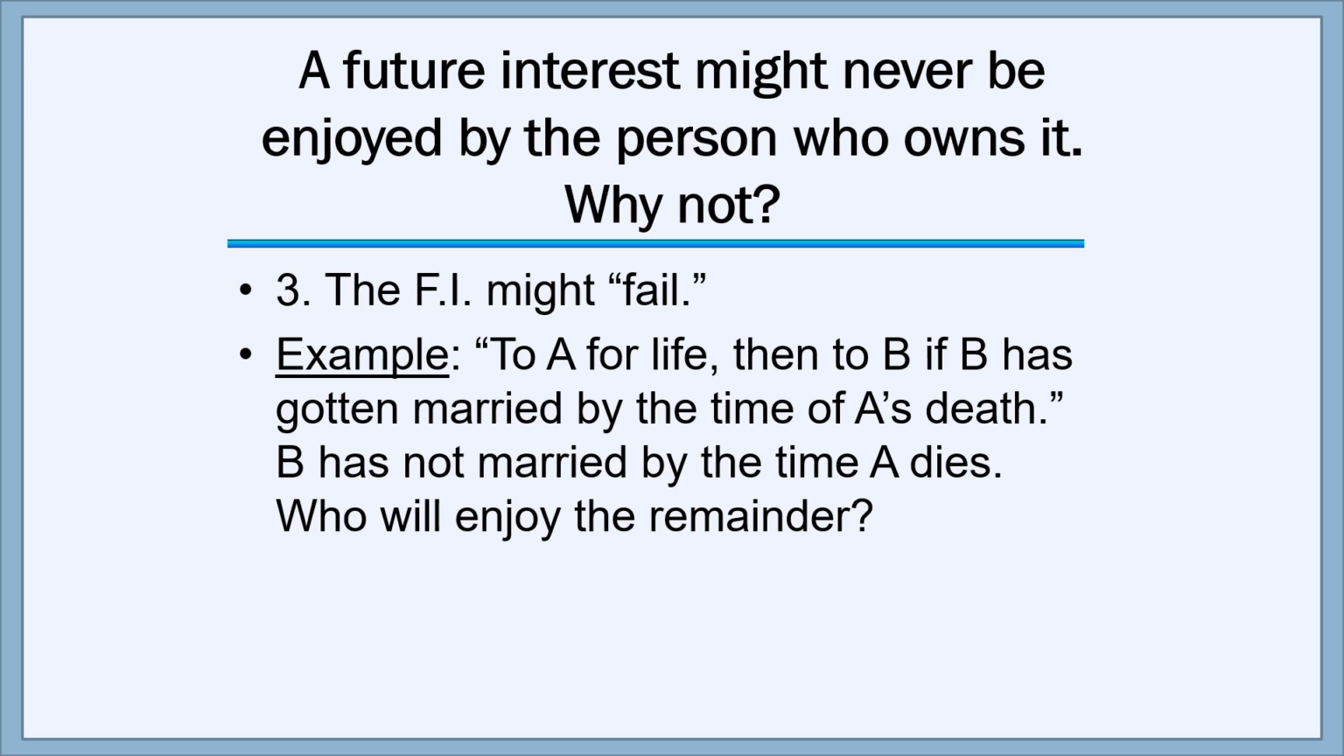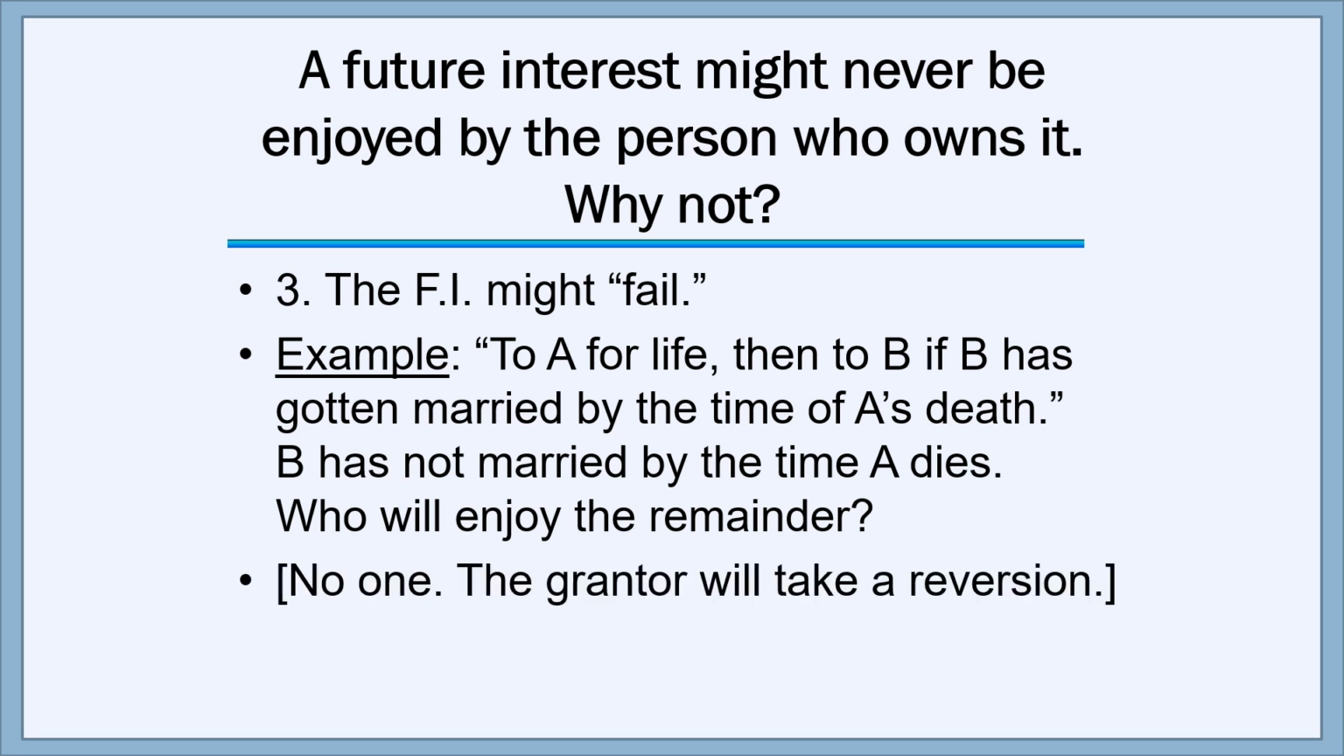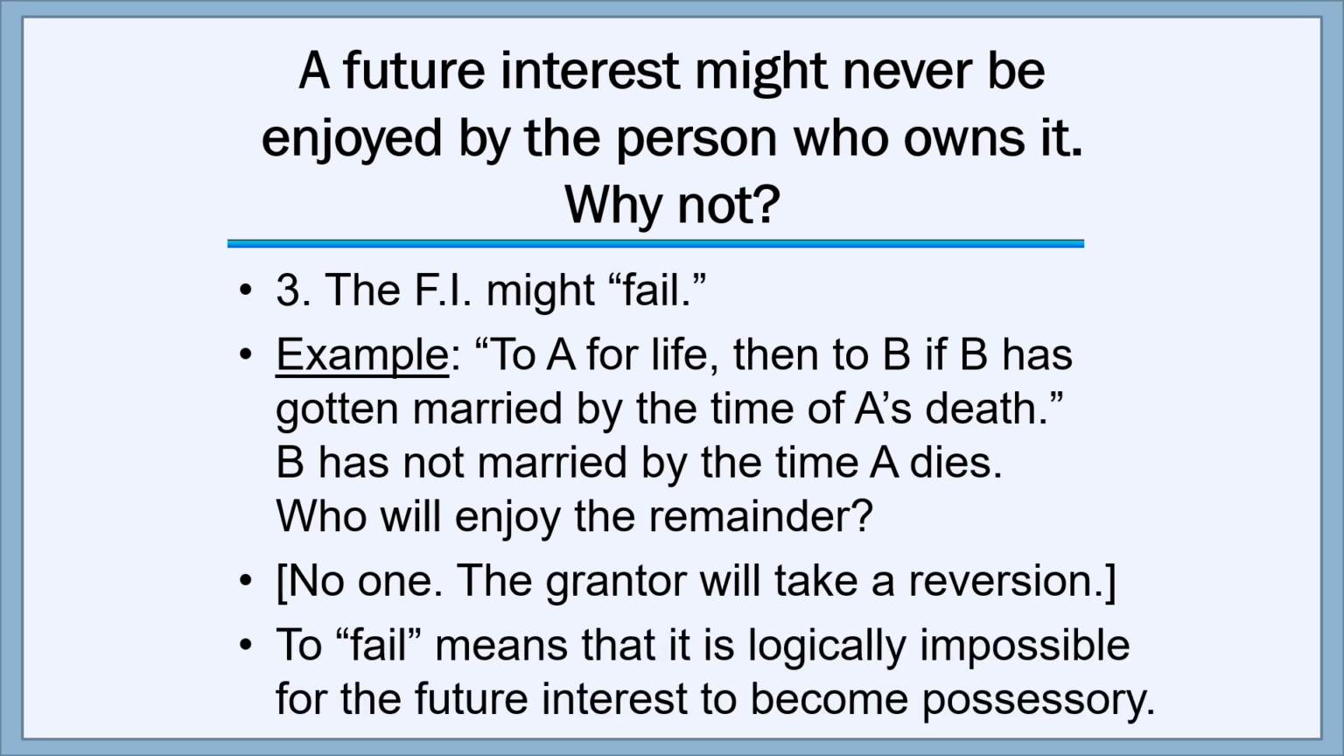By failing, what we mean is simply that it has become logically impossible for the remainder to take in possession. So who will enjoy the remainder? The answer is nobody. The remainder ceases to exist, and now all we have left is to A for life. So at A's death, the grantor will have a reversion in fee simple absolute. Remember, to fail means that, usually because a condition of the remainder has not been fulfilled, it's logically impossible for the future interest to become possessory.